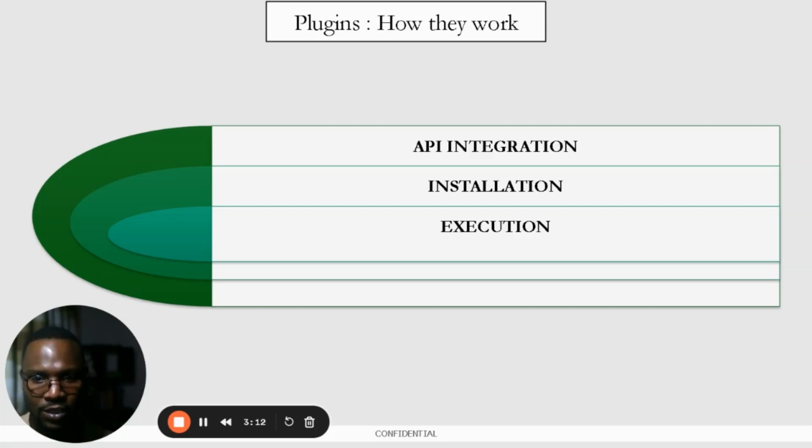Secondly, we have installation. Plugins can be installed directly from the browser add-on store or from third-party providers. Once installed, they may require configuration to tailor their functionality. And lastly, execution. Once active, plugins work in the background, executing their functions based on the environment and conditions defined in their programming. Some may show icons in the browser toolbar, offering quick access to their features.